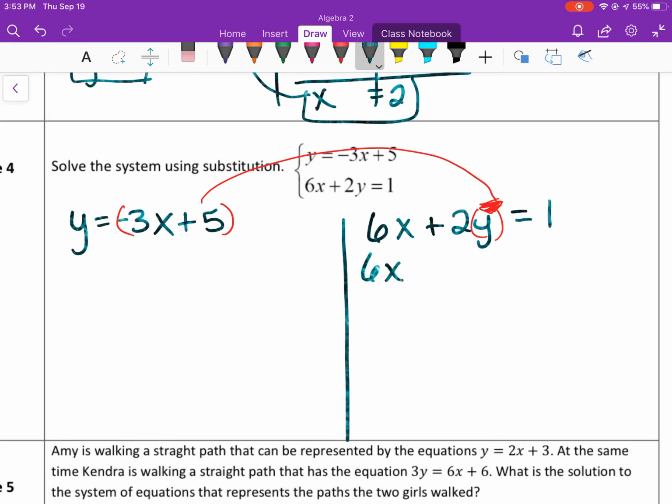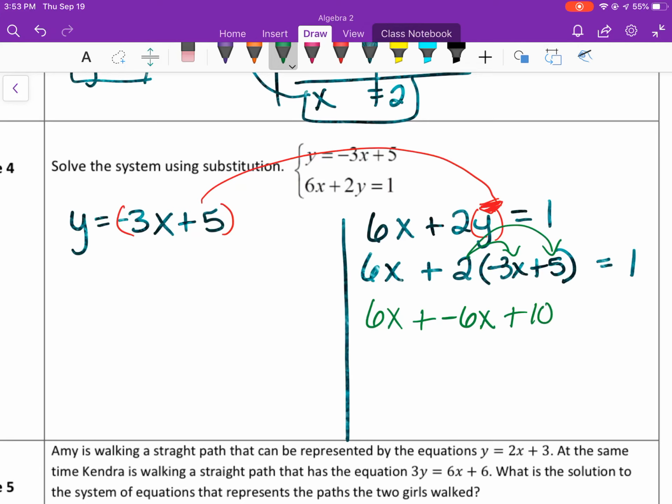So then I will have 6x plus 2 parentheses, plugging in the negative 3x plus 5, and then that was all equal to 1. Once you have that, you'll need to distribute. The 6x stays the same, plus 2 times negative 3x will be negative 6x. 2 times 5 is plus 10 equals 1. And then now you can combine like terms. Well, here I have a 6x and a negative 6x. That's really going to be 0x plus 10 equals 1. Well, 0 times x is just 0, so 10 equals 1.